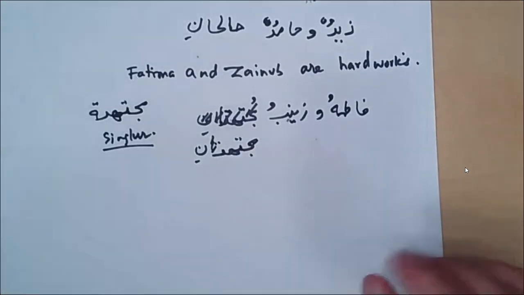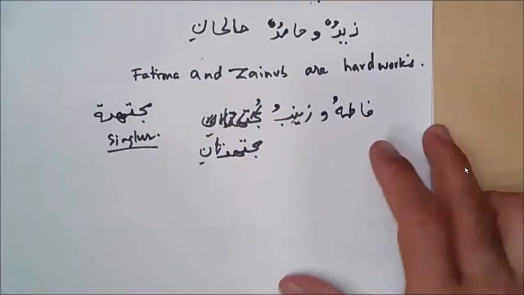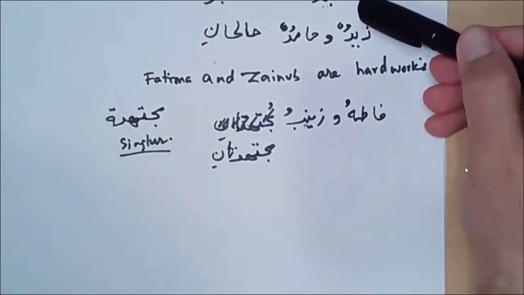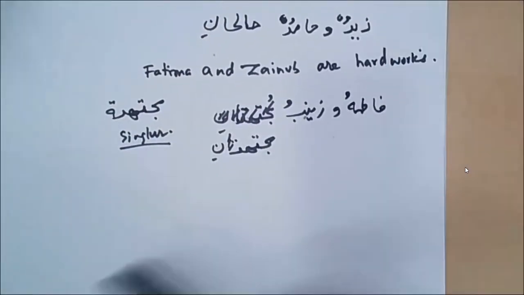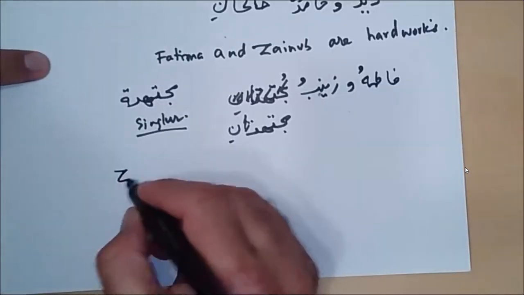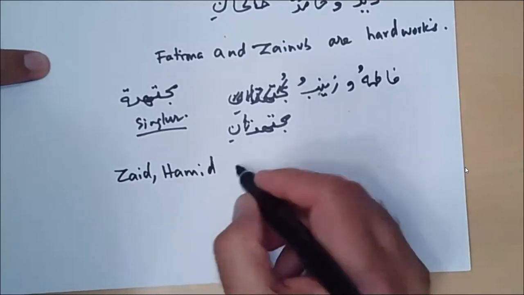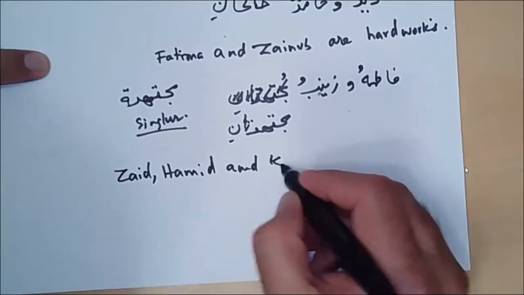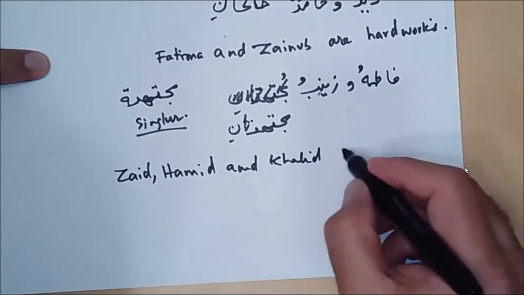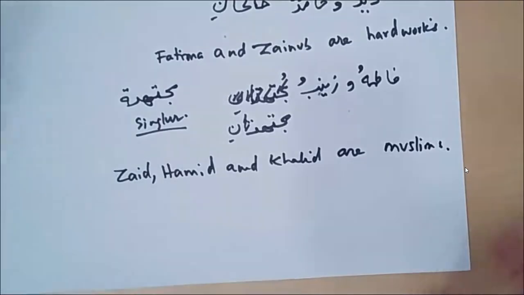Yes, you're correct. So if this is the case, let's talk about another one. We got the singular one done. We got the male and female done. Let's say we have another sentence: Zayd, Hamid, and Khalid are Muslims.